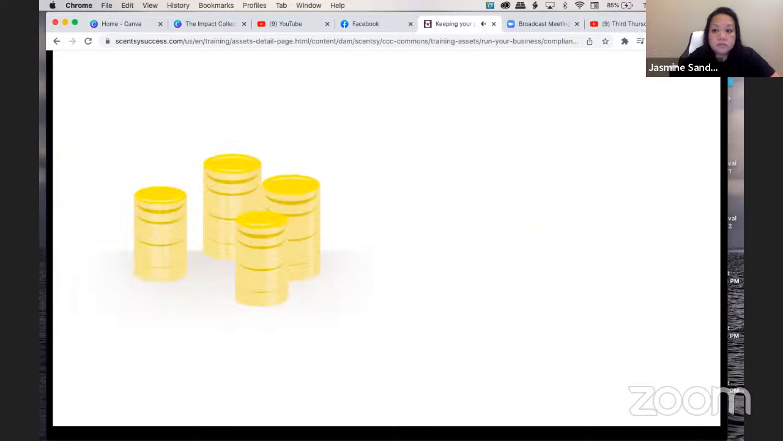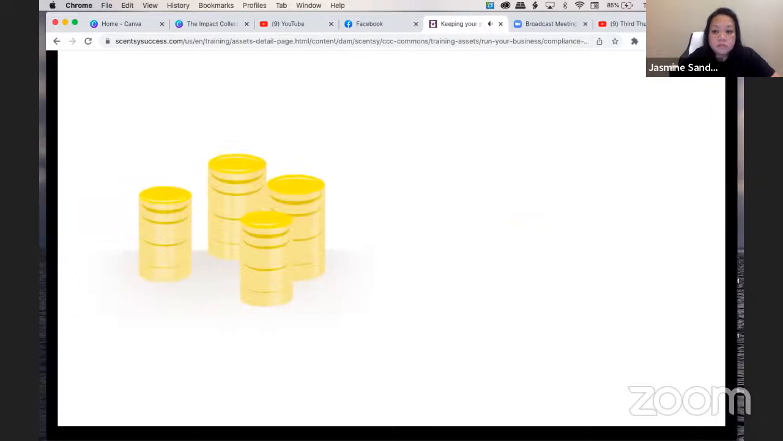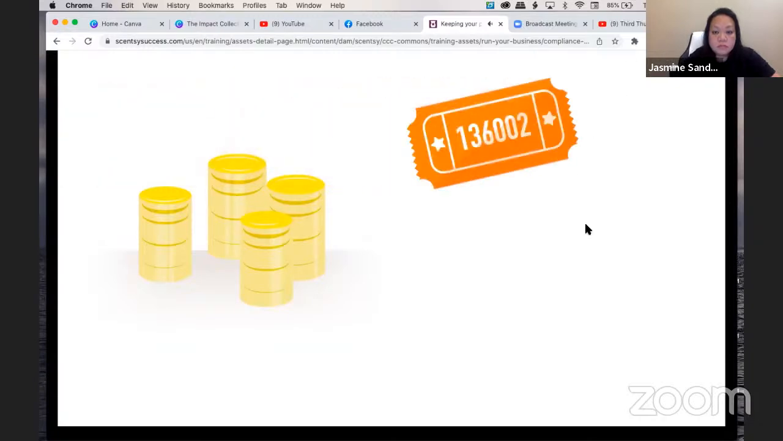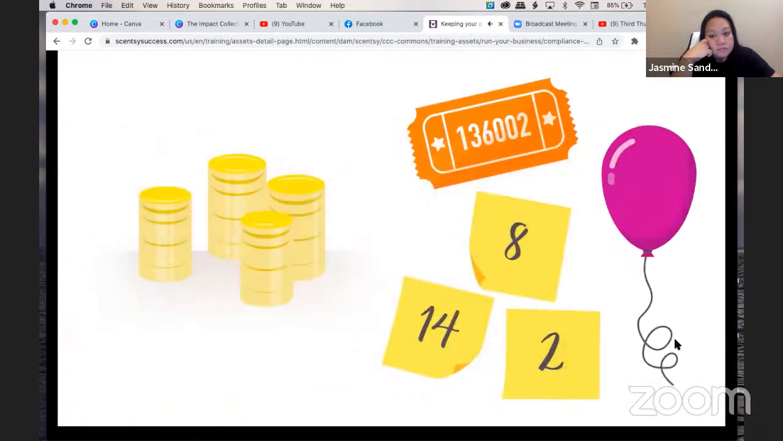So, let's look at a couple of examples to help keep your Scentsy business on the up and up. Let's say you want to engage with your customers by inviting them to spend just $2 to pick a number, pop a balloon, or buy a square to win a prize. Is this pay to play? Let's answer our 2 questions.